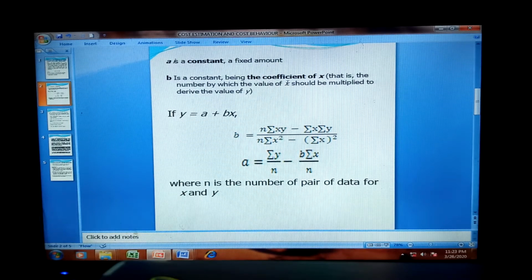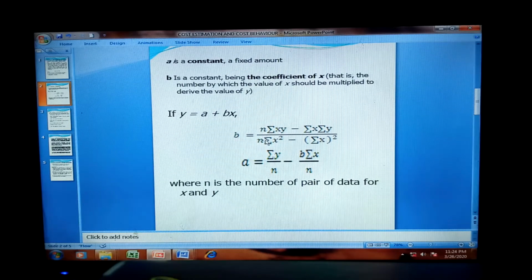Now, if y equals a plus bx, then b equals n summation xy minus summation x summation y, over n summation x squared minus summation x in brackets, then squared. Then a equals the summation of y over n minus b summation x over n.